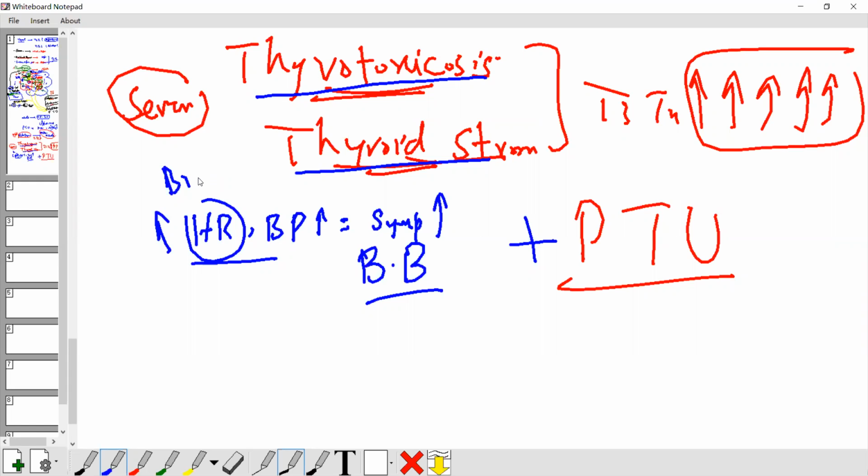Very important beta blocker: the first is propanolol. For hyperthyroidism, I must use propanolol. Understand? I must use propanolol. What is the benefit of propanolol here?